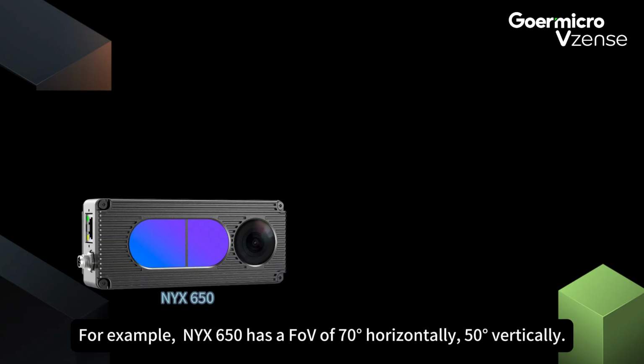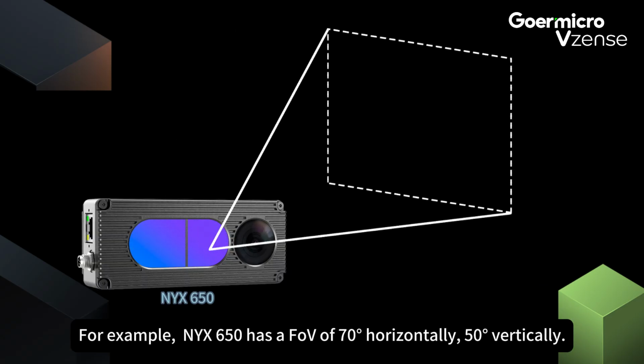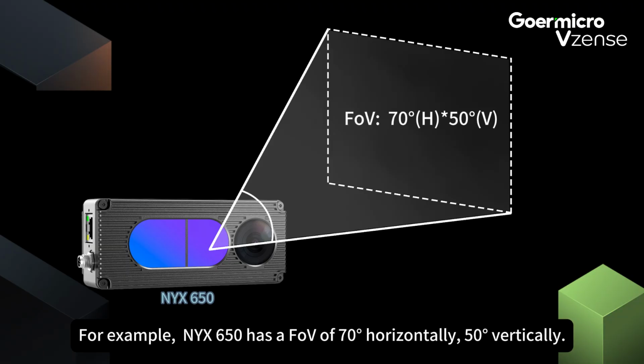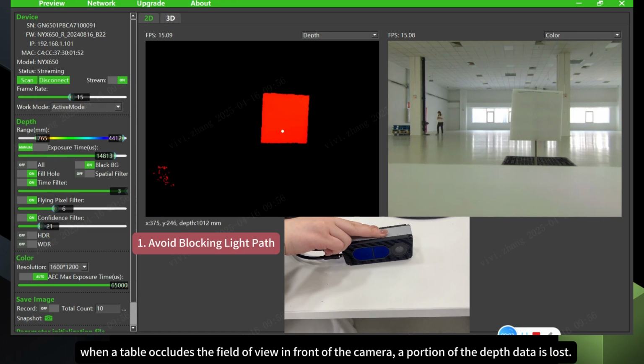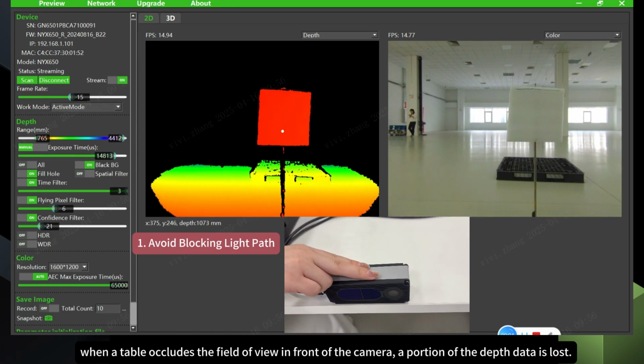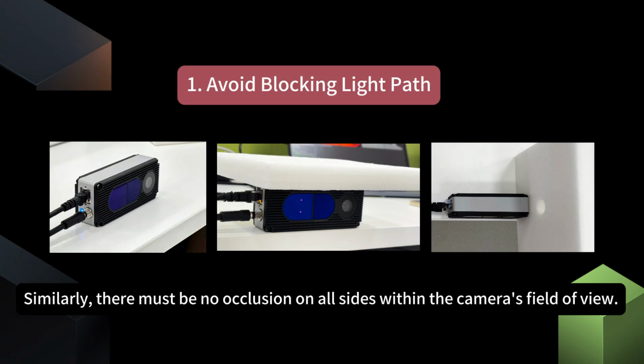For example, NICS 650 has a FOV of 70 horizontally, 50 vertically. When a table occludes the field of view in front of the camera, a portion of the depth data is lost. Similarly, there must be no occlusion on all sides within the camera's field of view.